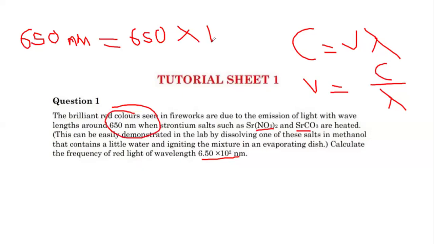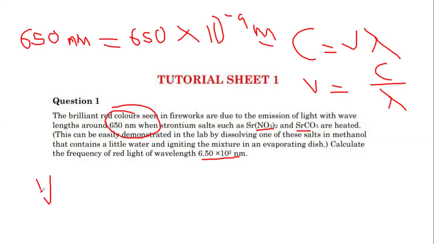So multiplied by 10 to the power minus 9, this will now become meters, okay? Where there's nano here, that's where we have put 10 to the power minus 9. Then the M will flip here. So that will be our wavelength, okay? And then we can now combine it with the speed of light to find the value of the frequency.